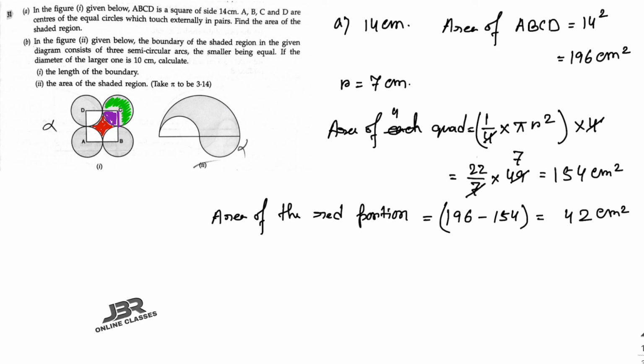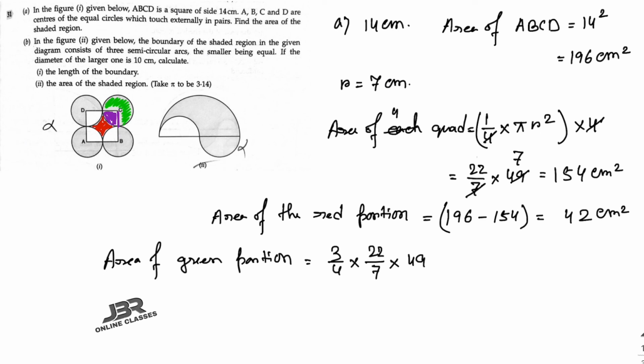Okay, and now here you have to find the area of this green portion. This is 3 by 4th of a circle. So here the area of the green portion is equal to 3 by 4, then pi means 22 by 7, and then r square means here 49.